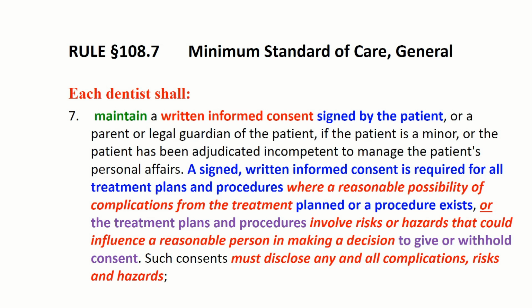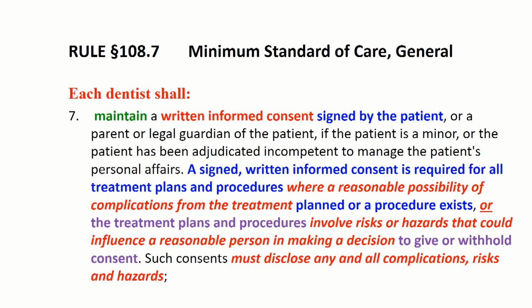Subpart 7, with respect to informed consent required for each Texas dentist to obtain from each patient. The written informed consent, first of all, must be written. It cannot be verbal. You cannot obtain informed consent in Texas verbally. All informed consent must be recorded in the patient chart in a written format. This written informed consent must be signed by the patient or the parent or legal guardian of the patient if the patient is a minor.